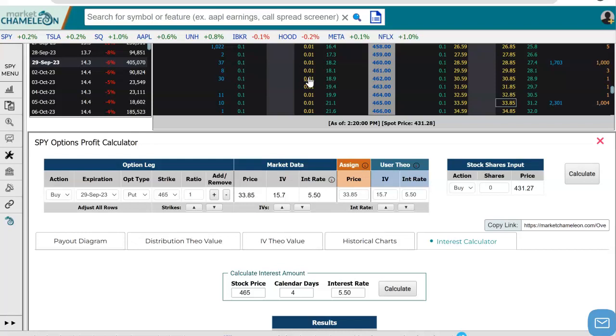Of course, you still have to check that it's not hard to borrow and there are no special corporate actions that would make you want to remain in the put, but all things being frictionless, this looks like a candidate for an early exercise.